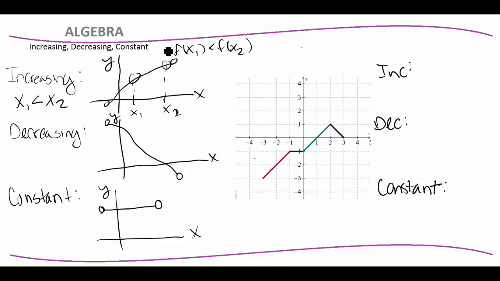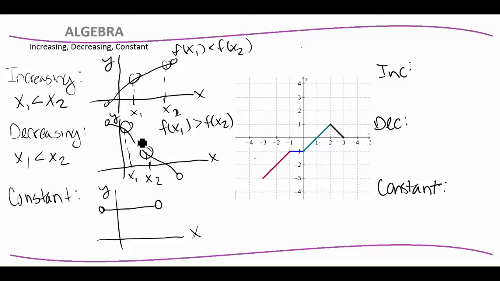And now for the definition of decreasing, a function f is decreasing on an open interval if for any choice of x1 less than x2, we have f of x1 is greater than f of x2. And so I could pick any x1 on here and any x2 on here, and my f of x1 should be greater than my f of x2, and it is.